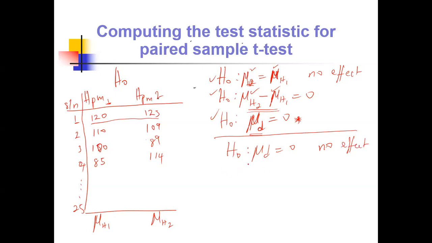You could have the alternative state one of 3 things. The alternative could say, okay, well, heart rate after should be bigger than heart rate before, in which case you have H naught, that's mu d, the difference between them should be greater than 0, right? It should be greater than 0, and let me write this in blue.